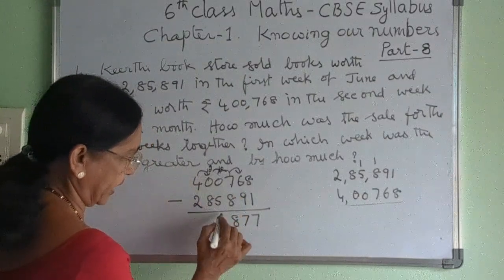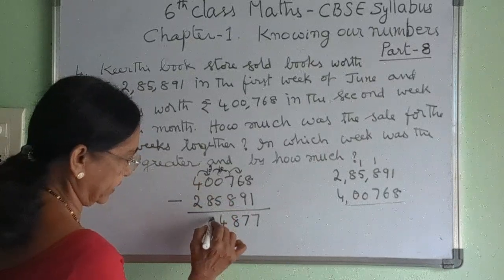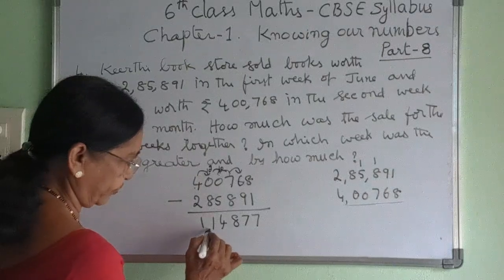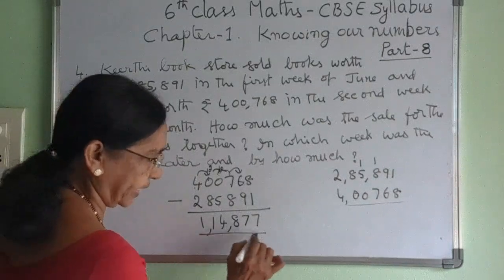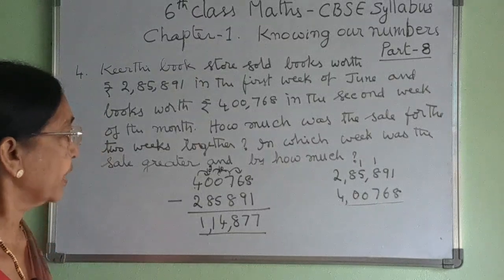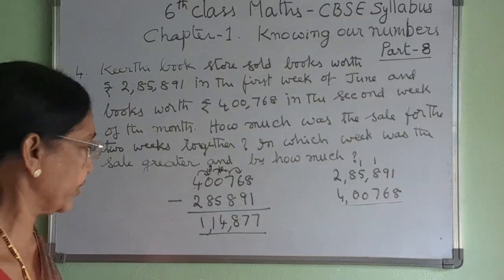Here 9 remains, 9 minus 5, 4. Here also 9 remains, 9 minus 8, 1. Here 3 remains, 3 minus 2, 1. Therefore, 1,14,877 rupees is greater than the sales in the first week.